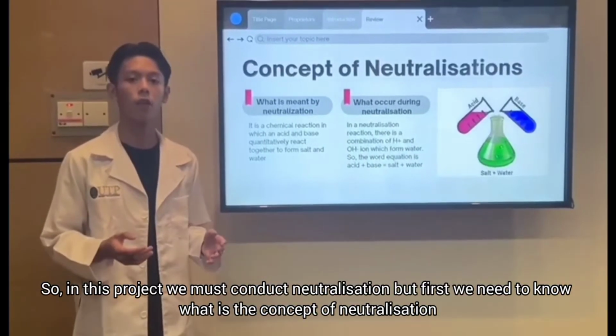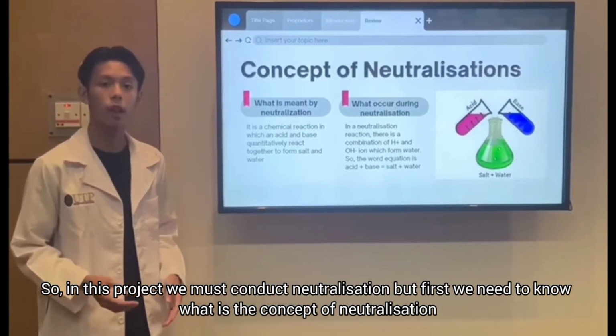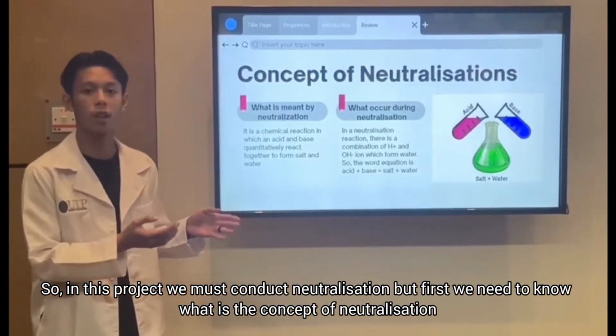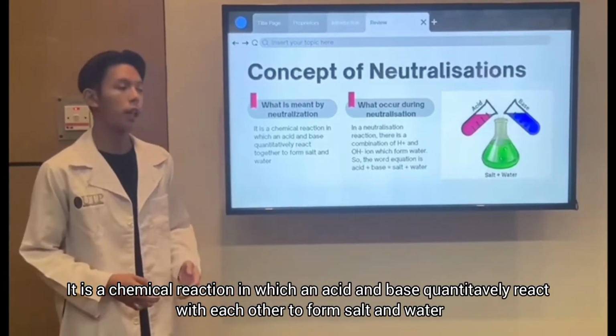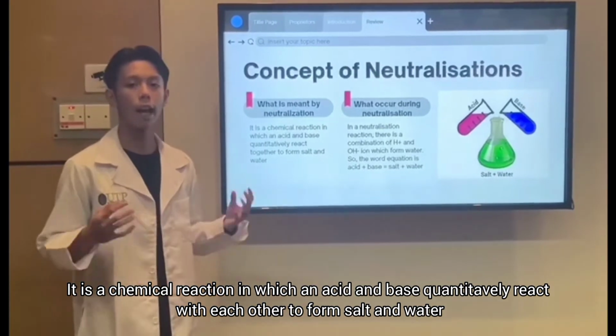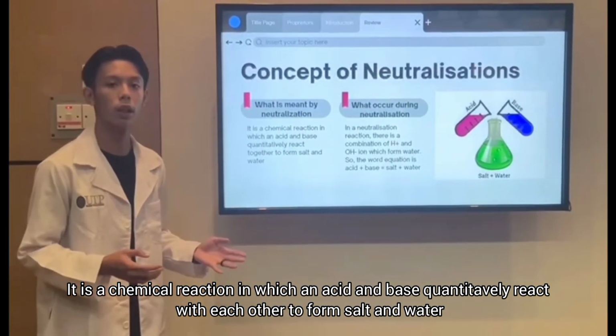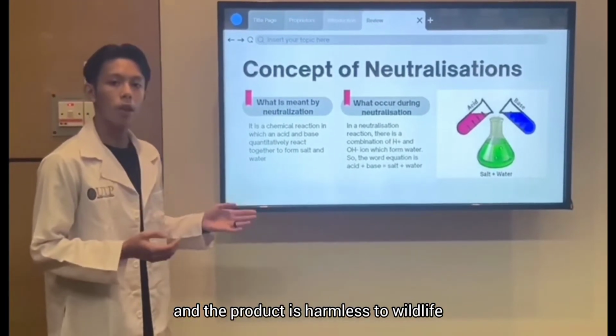So in this project, you must conduct neutralization. But first, we need to know what the concept of neutralization is. So, what is meant by neutralization? It is a chemical reaction in which an acid and base quantitatively react with each other to form salt and water. And the product is harmless to wildlife.